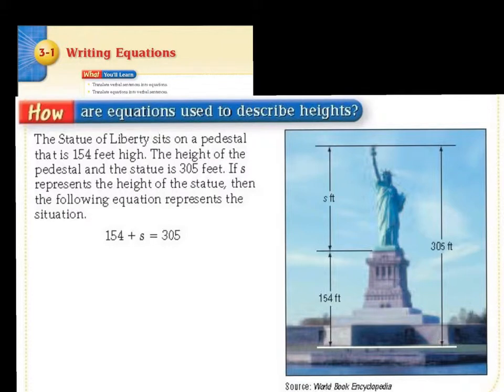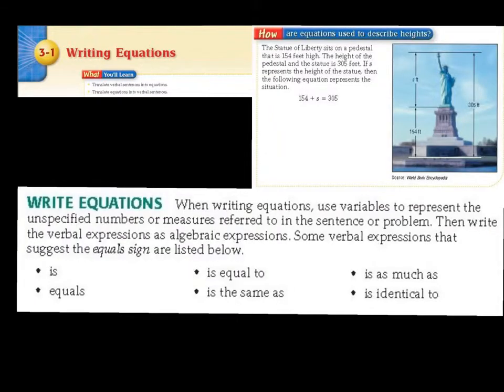If S represents the height of the statue, then the following equation represents the situation: 154 plus x equals 305. When writing equations, use variables to represent the unspecified numbers or measures referred to in the sentence or problem. Then write the verbal expressions as algebraic expressions. Some verbal expressions that suggest the equal sign are listed below.